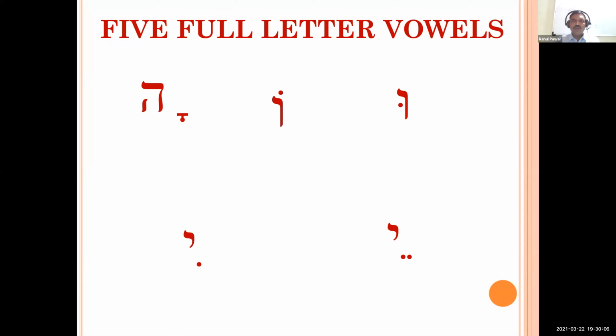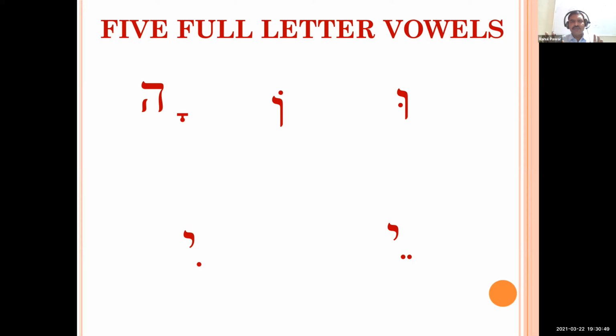So these 5: Komets Hey, repeat after me, Komets Hey. Holam Vav. Shurek. Then Hirek Yod. And Sere Yod. These are the 5 vowels which use a consonant in their formation.